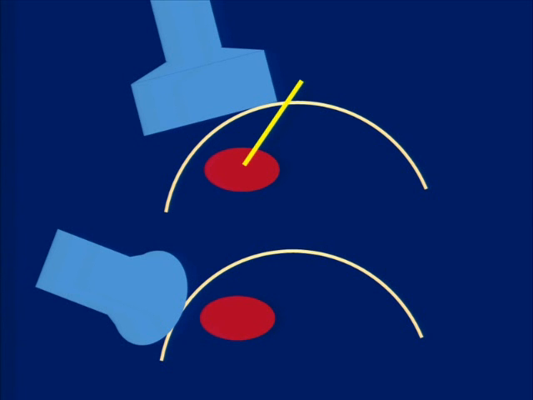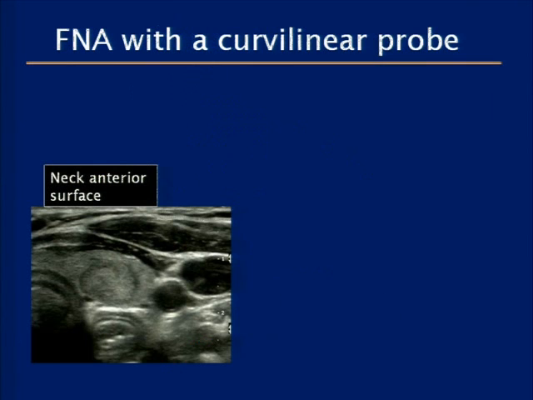Typically, most commonly, these biopsies are done with a linear probe like this. The probe's right over the nodule. The needle comes in right next to the probe. There are also curvilinear probes, which can be used for a biopsy. With a curvilinear probe, your probe actually comes to the side of the nodule. Your needle comes in straight up and down. You're a little further from the probe, and you have a little bit of a wider plane, so it's a little easier to keep your needle in your plane throughout the process.